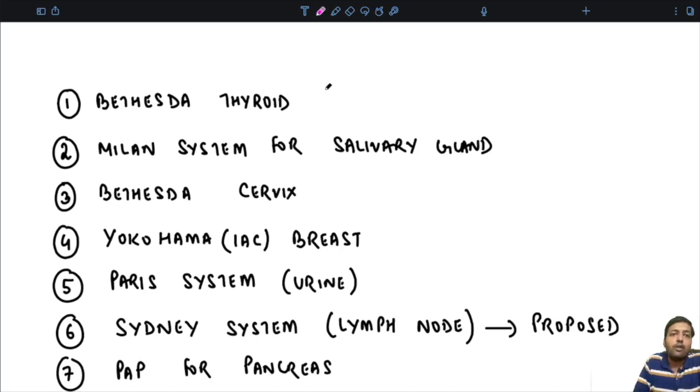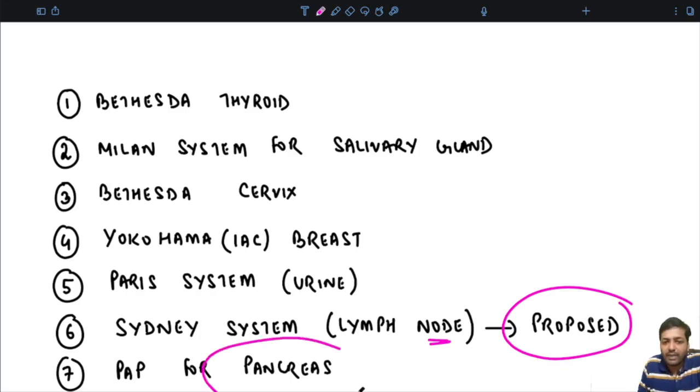We are going to discuss the Bethesda Thyroid, the Milan system for salivary gland, the Bethesda cervix, the Yokohama IAC reporting format of breast cytology, the Paris system for reporting of urinary cytology, especially urothelial tumors, and the Sydney system of reporting of lymph node cytopathology. This is a proposed system, not yet in clinical practice. And the PLAB system, a new system for the pancreas.